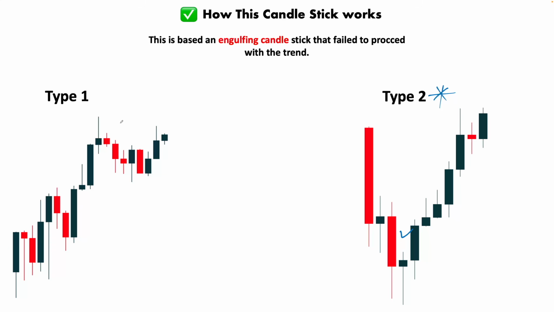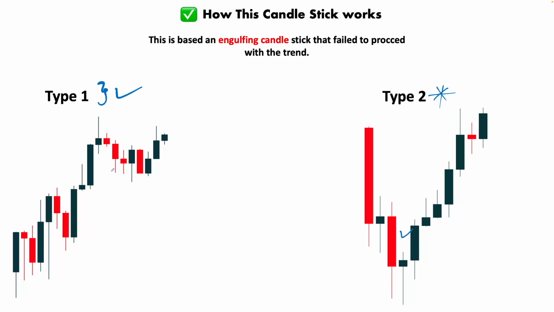So in this video, we're going to cover type 2 here. This one is a little bit tricky to trade because you have to see it happening in the market, okay? But you will understand everything by the end of this video. I'll try to be as slow as possible.